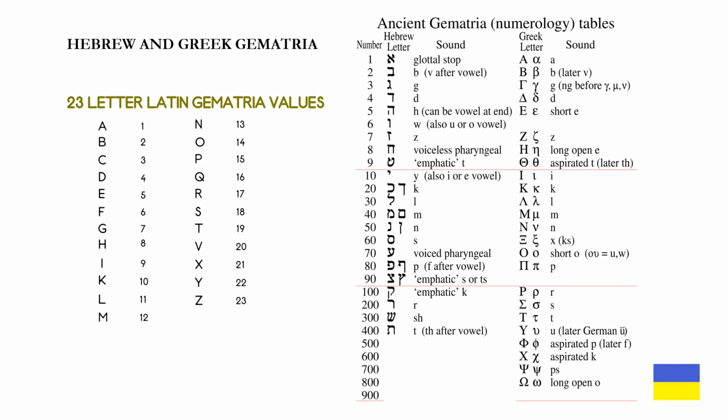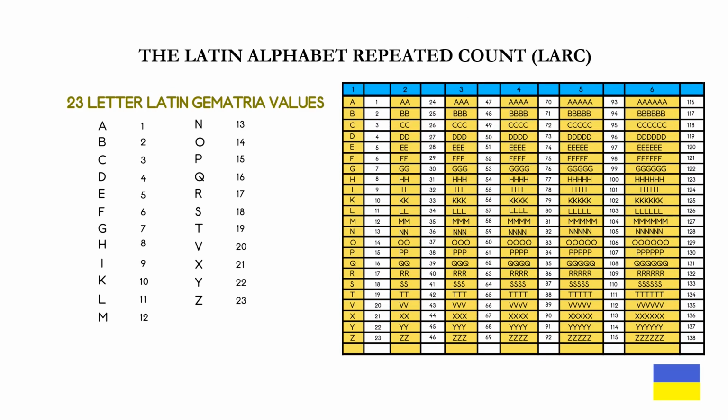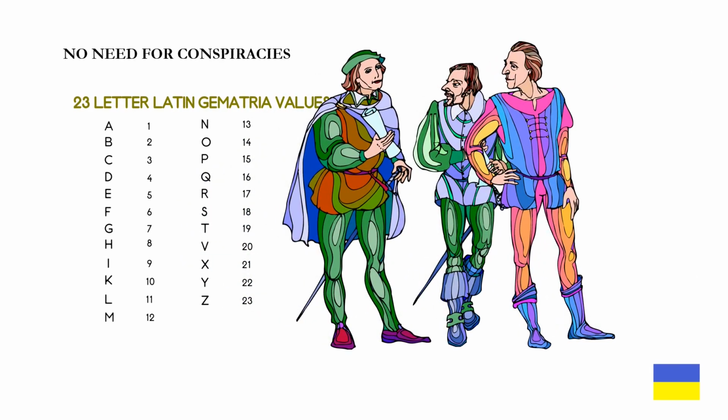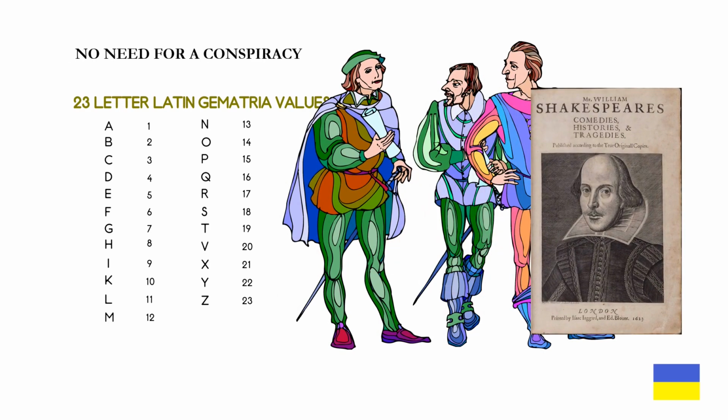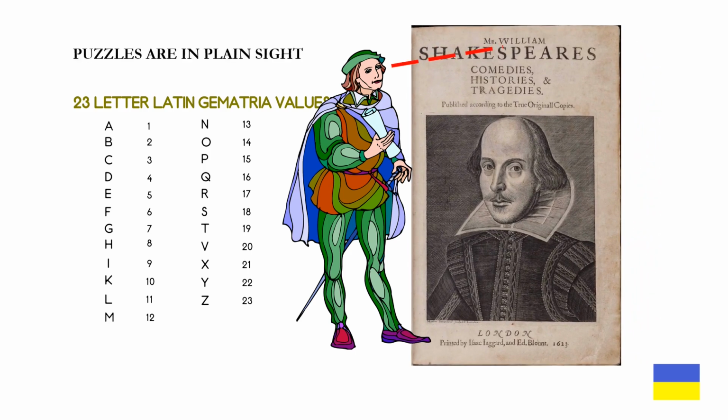These are based on Hebrew and Greek Gematria, which preceded them by several centuries. And of course, we have the Latin alphabet repeated count, or the LARC. Literate people knew these, which means they were not secret. Therefore, there was no need for conspiracies if you wanted to tell secrets using Gematria. Furthermore, there was no need for a conspiracy with the puzzles in the First Folio. And don't forget, puzzles are in plain sight.